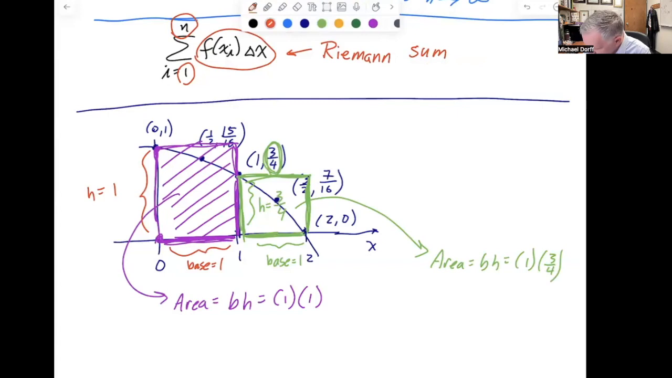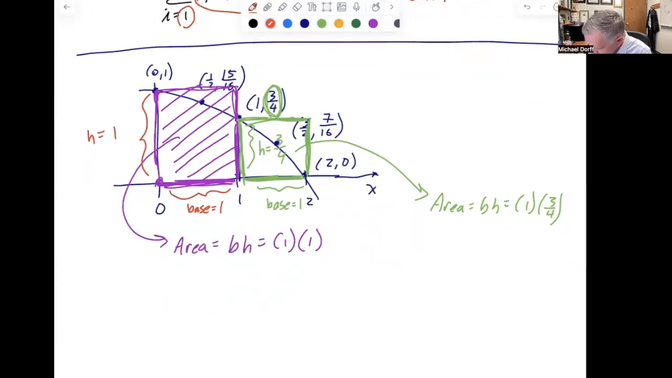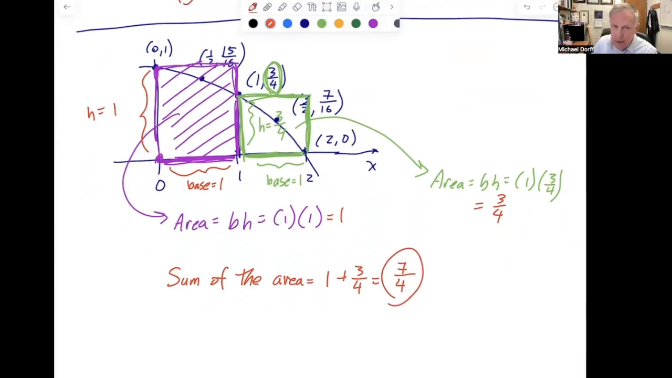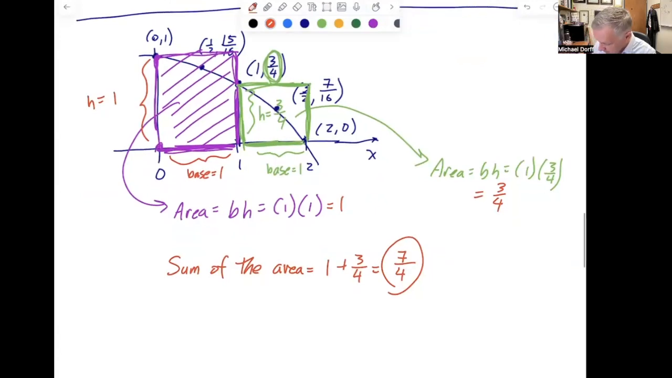So the total area, the sum of the areas, is going to equal 1, because that's what this is, plus 3/4, which I can write as 7/4. Sorry, that's using the left endpoints.